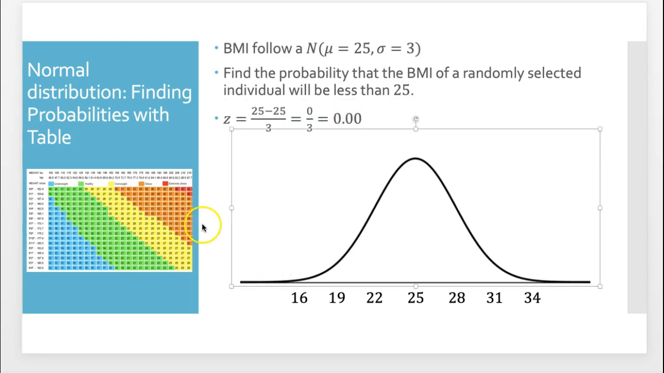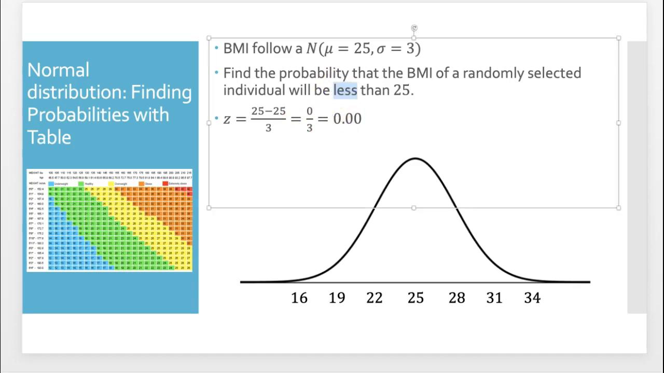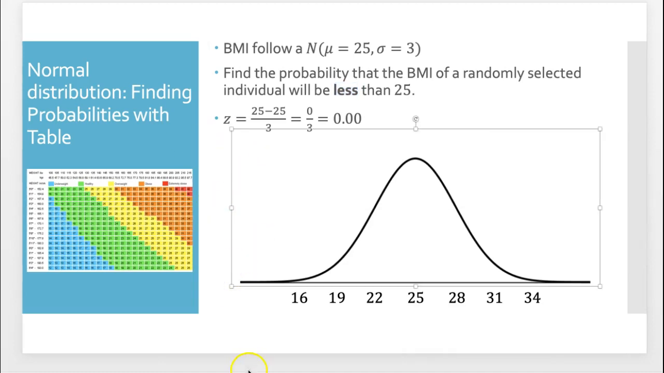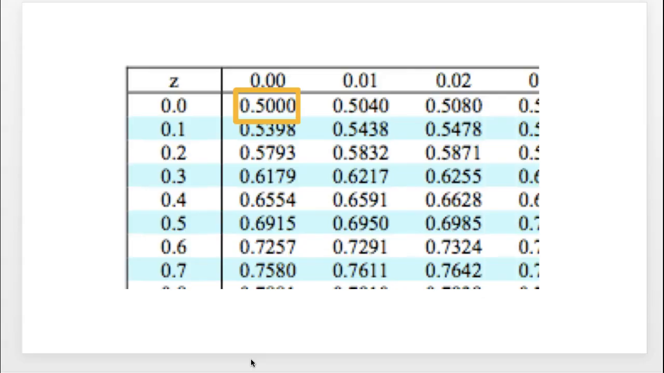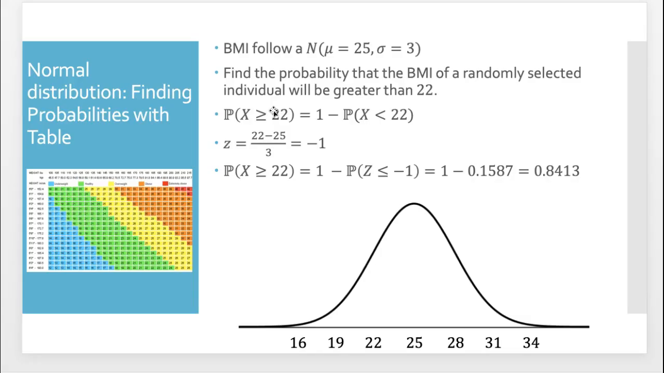So let's look up my z-score, and here it's already in terms of less than. I know that I don't have to do any 1 minus or any other tricks when using the table. So here I find 0.00 and I get this area, which is 0.50, which is 50%, which is what we got last time just by drawing the picture.